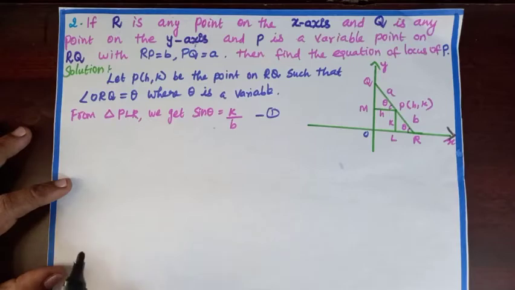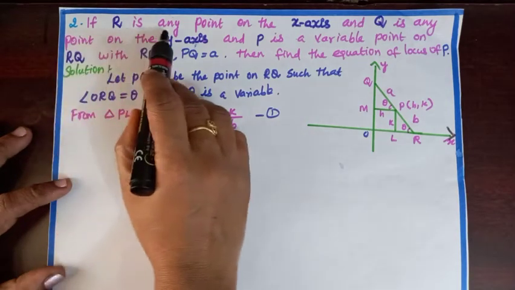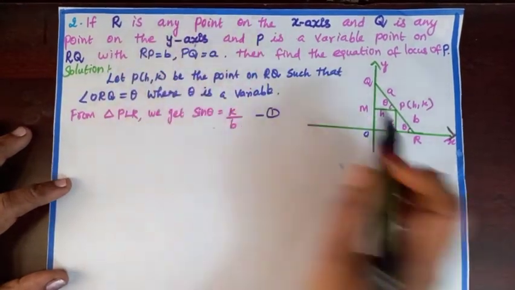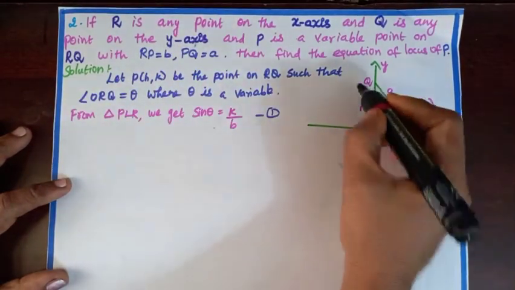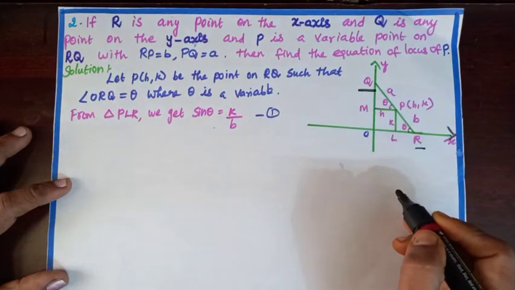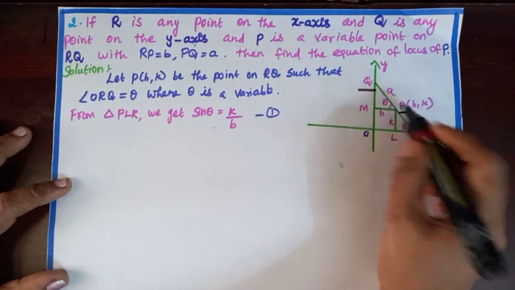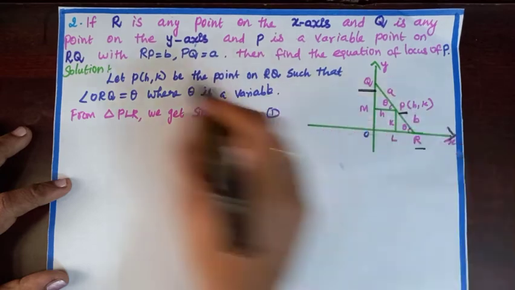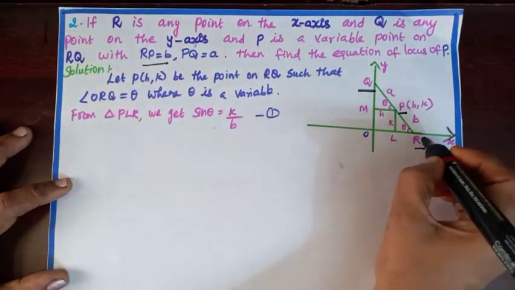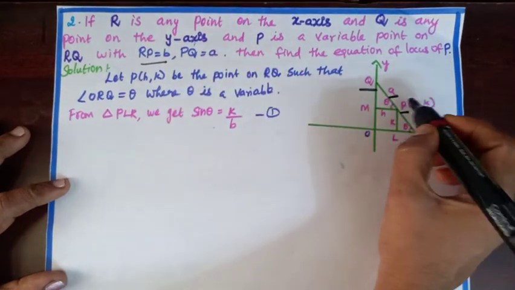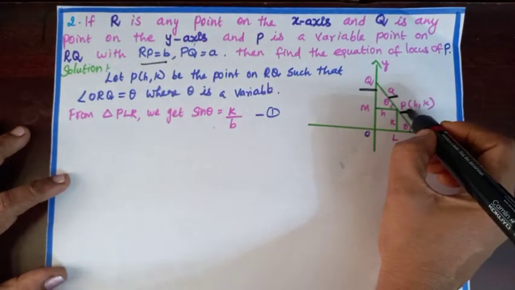Question number 2. If R is any point on the x-axis and Q is any point on the y-axis, P is a variable point on RQ with RP = b and PQ = a. Then find the equation of locus of P.